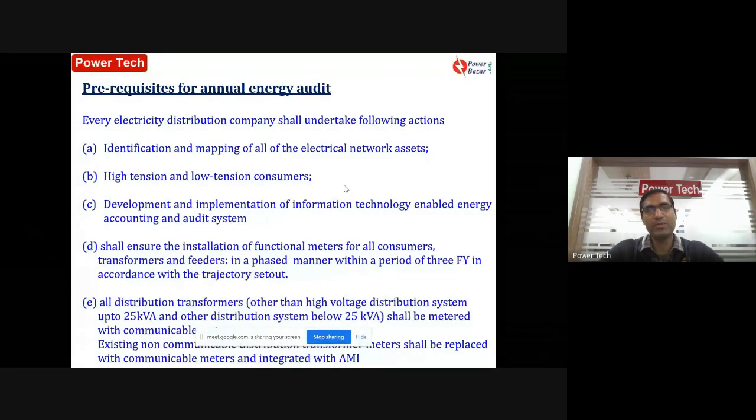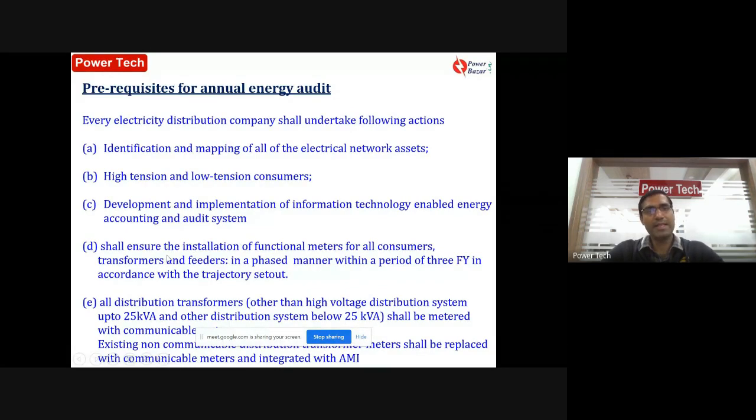Identification, which we discussed in our questionnaire, is almost the same. This is to map all the electrical network assets and also the high tension and low tension consumers. And this is also important: each DISCOM has to develop and implement an information technology enabled energy accounting and audit system, so that there is no manual collection or manual interference.